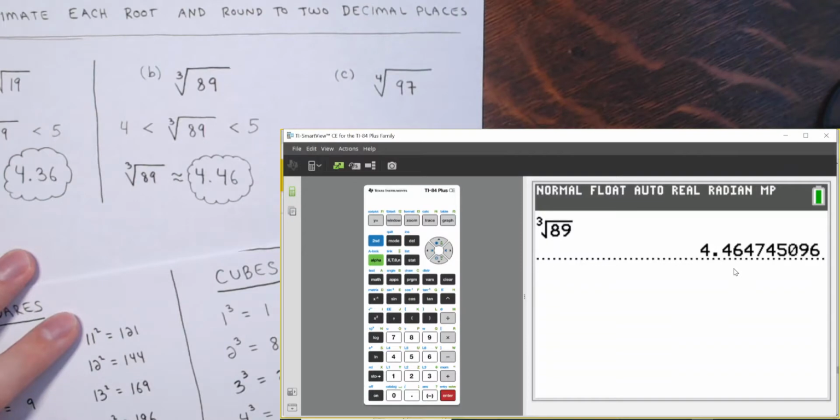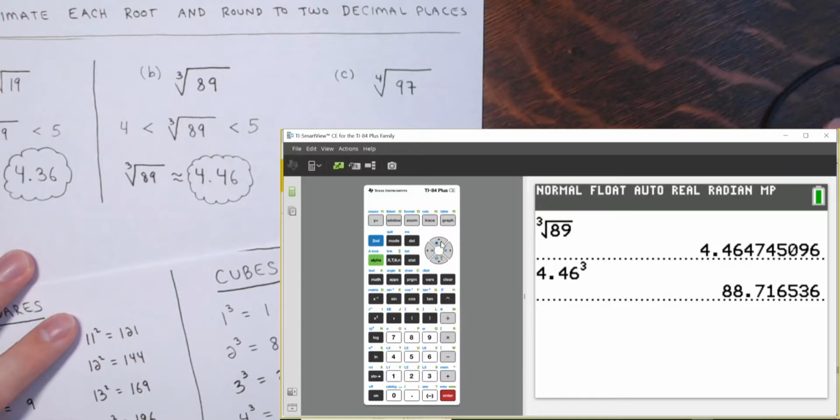Now we can test that out. Let me enter 4.46, our estimation of the cube root of 89, and raise it to the third power. This should be close to 89, and indeed it is, right? 88.71, that's close to 89. This is not exactly 89 because we rounded. If you were to take that number up here, the 4.46 and so on, if you entered that and raised it to the third power, it would definitely be closer to 89.